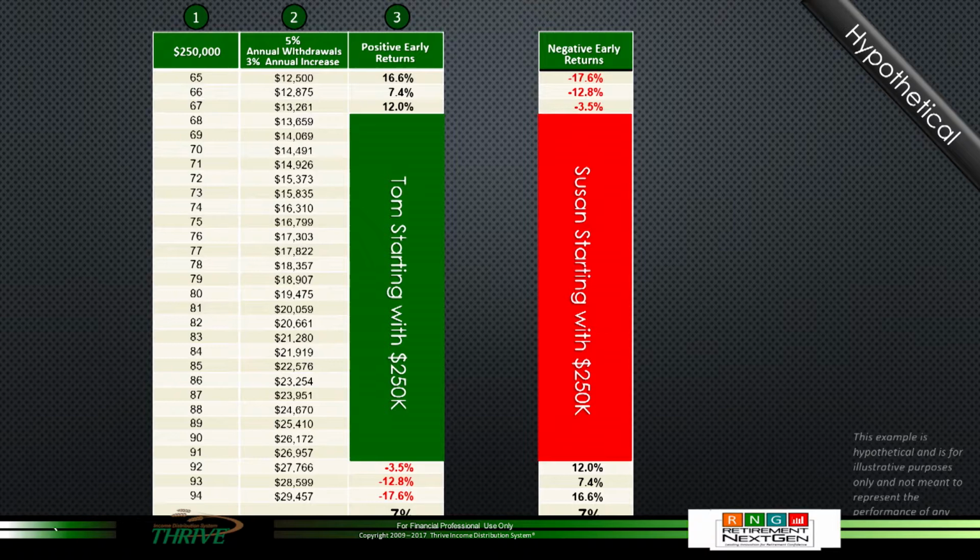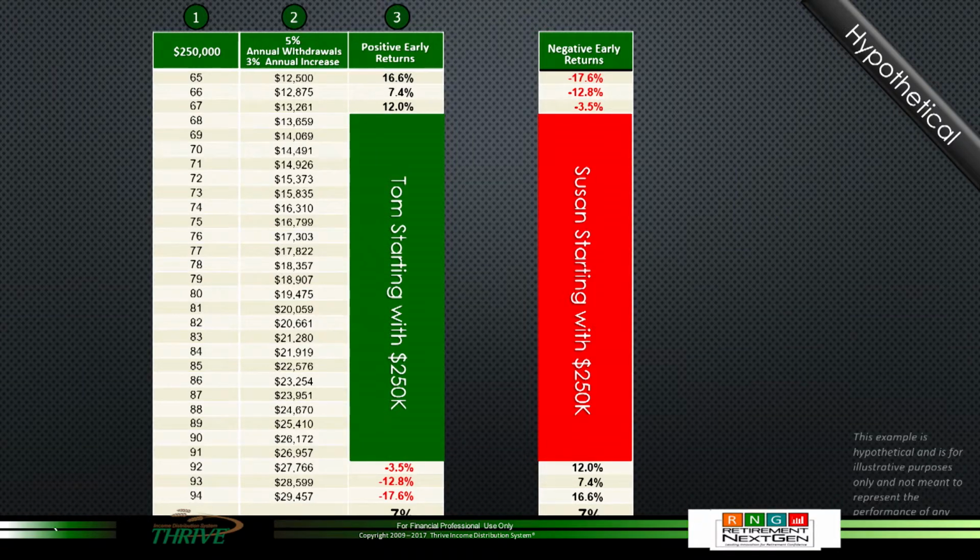They have the same $250,000. However, they're going to request that we provide to them a 5% withdrawal based on their $250,000. So at 64, they come and say, hey, in 65, I'm retiring, give me 5%. 5% of $250,000 will be $12,500.